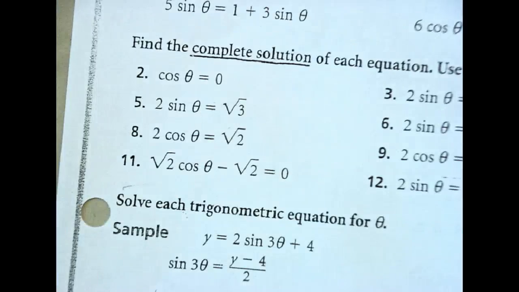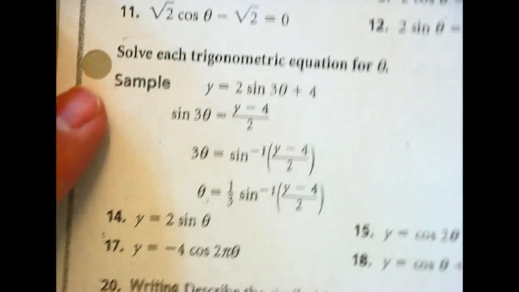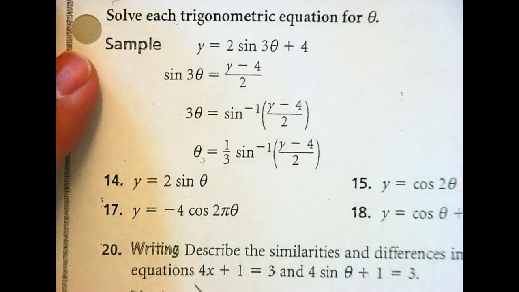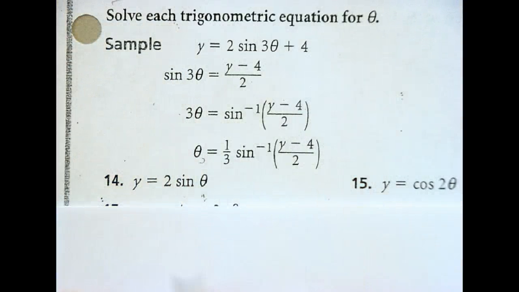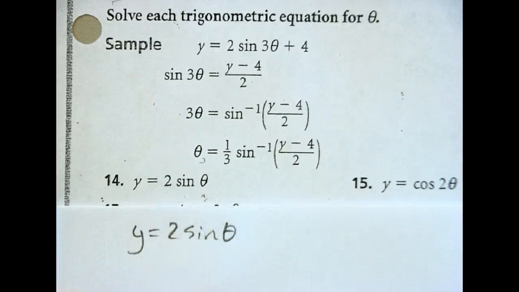Okay, I want to look at number 14 real quick. Number 14 says find or solve each trig function for theta. So we need to get theta by itself. So y equals 2 sine theta. The first thing I do is divide by 2. Good. Y over 2 is equal to sine theta.